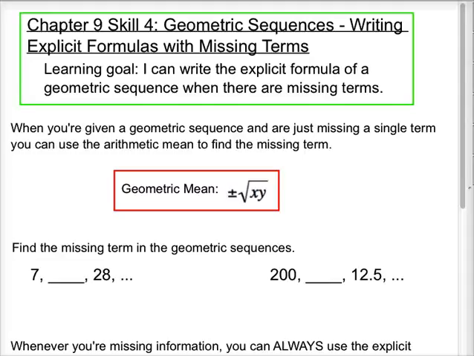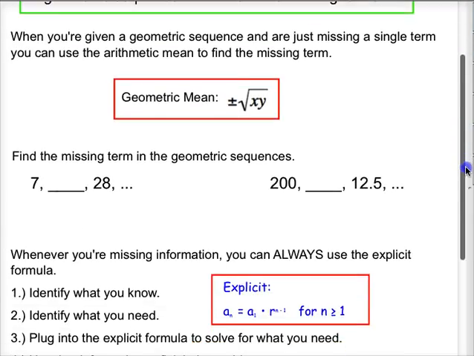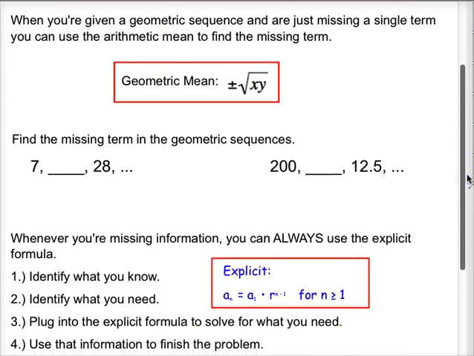Welcome back. So we're continuing our conversation about geometric sequences, but this time we're moving on again to when we're dealing with any missing terms. So our first one is that basic case of what if I'm just missing a term and I want to know what it is. Okay, so arithmetic had the arithmetic mean. Well, geometric has its own mean as well. We call this a geometric mean, and this is how we calculate that.